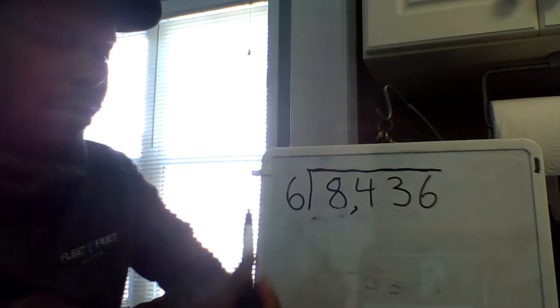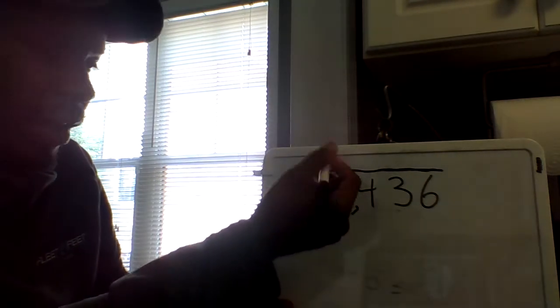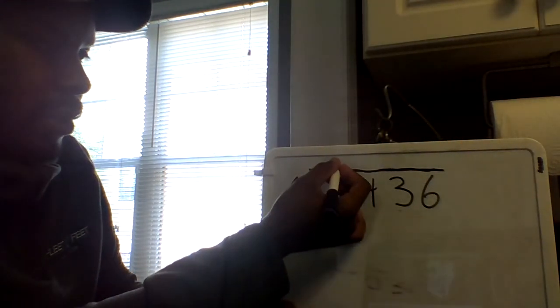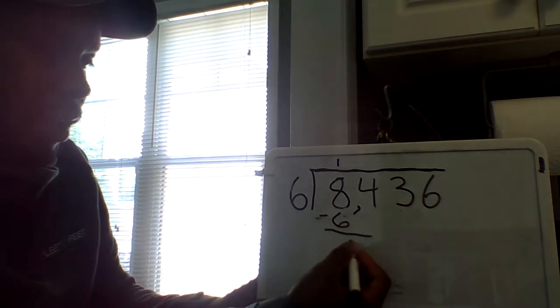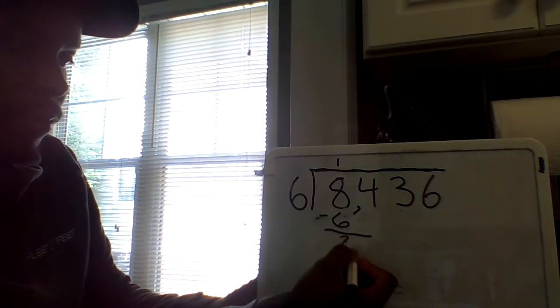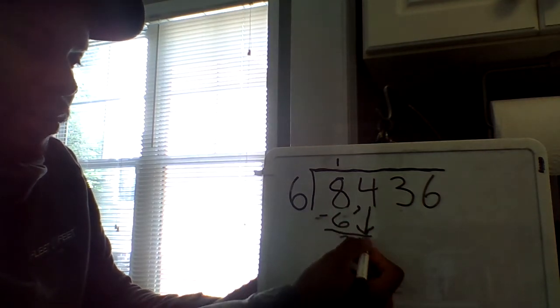So let's get started. So 6 goes into 8. I know once because 1 times 6 is 6, and I cannot go over 8. So let's see, 1 times 6. Then I'm going to subtract 6 from 8. That gives me 2. Next step, I'm going to bring my 4 down, and that makes 24.